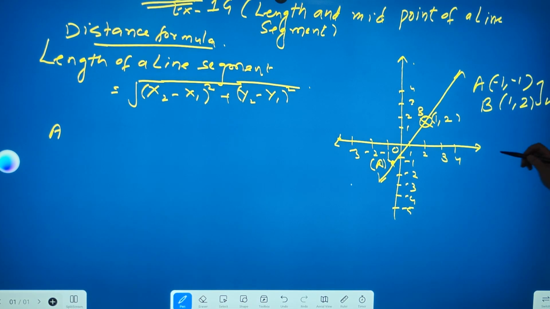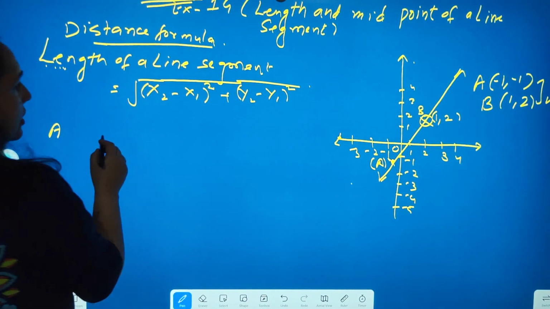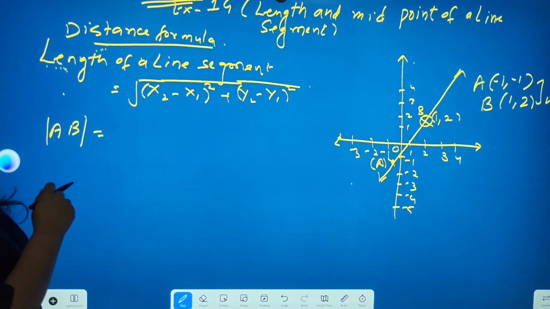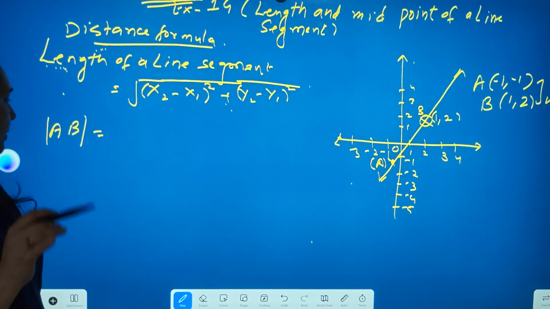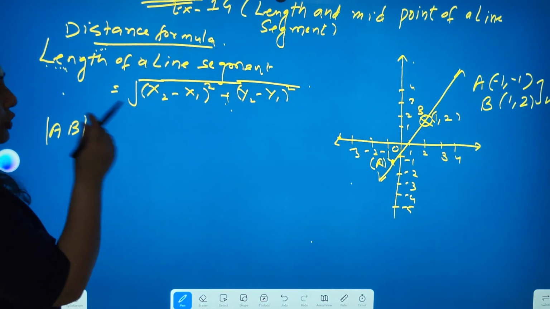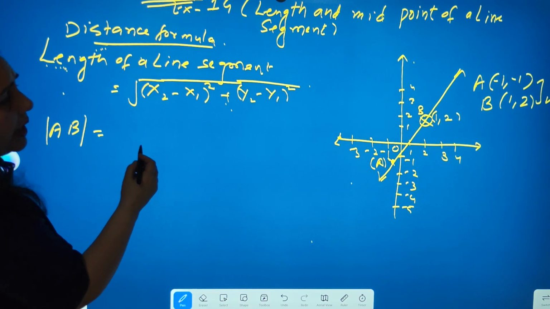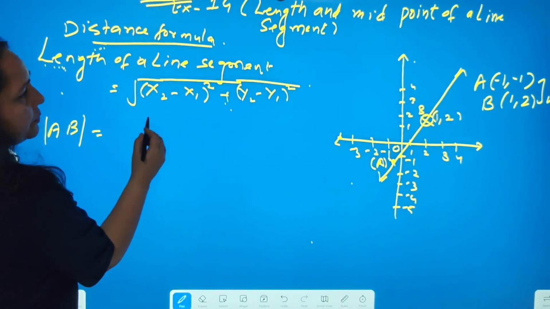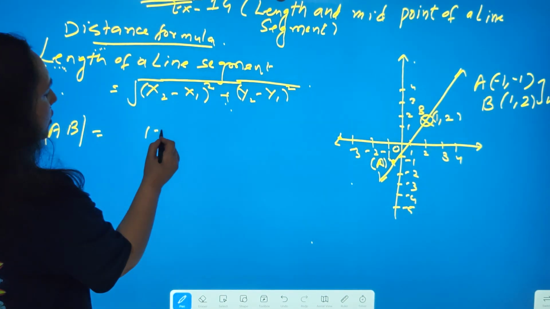Now we need to find the distance between A and B. You just need to substitute here. The distance of AB you denote by the mod value, AB mod. What does it mean? It means the length will always be positive. It will never be negative under any condition. Now substitute the values. The value of x2 is 1 minus x1, which is -1.